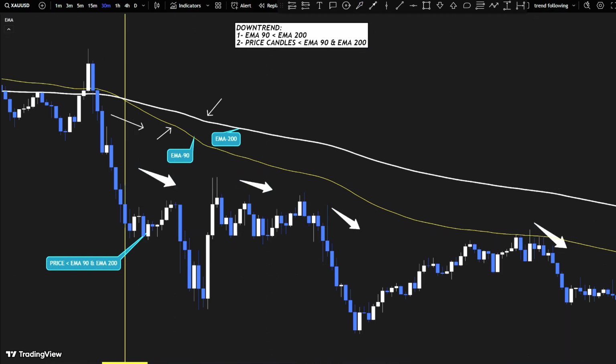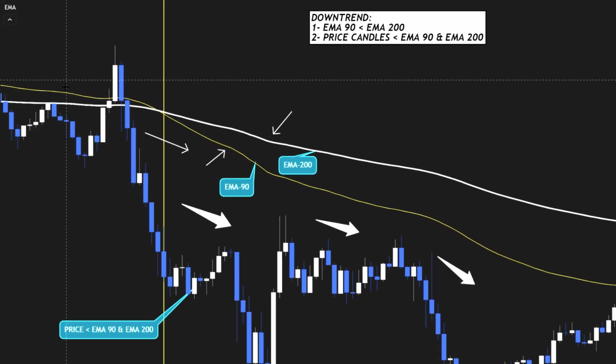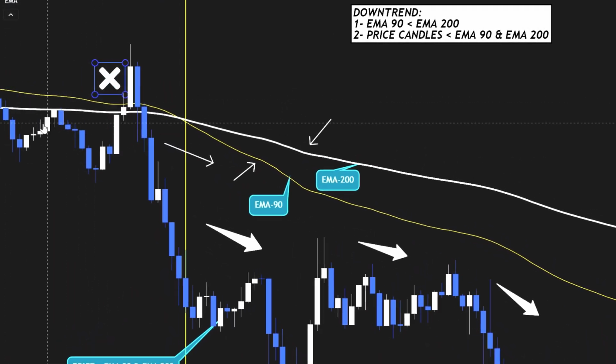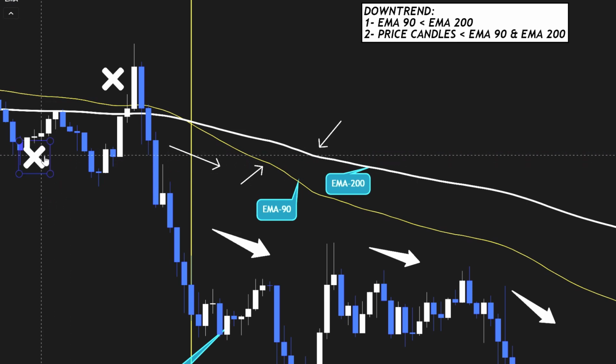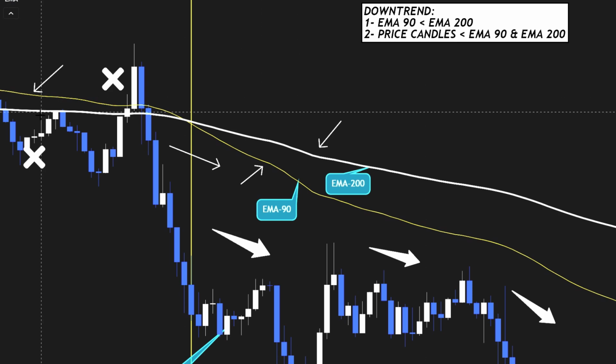Now, if either of those conditions isn't met, maybe the lines are tangled up or the price is stacked between them, then we don't have a clear trend according to this setup. And in this case, the rule is simple. You just stay out. No trading that asset until the trend is clear.